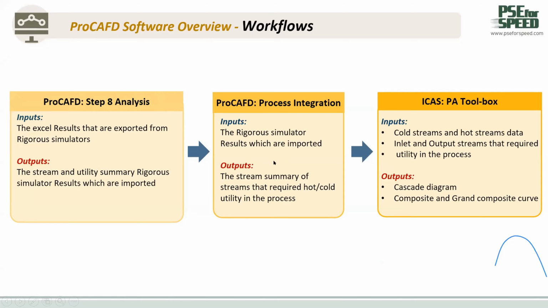And after we get all of the streams that require heat, the stream data will be transferred to the ICAS PA toolbox, which takes cold stream and hot stream data as input, and the user has to define the inlet and outlet of streams that require utility in the process. After the specification steps are complete, the output will give the cascade diagram, the composite curve, and the grand composite curve here.